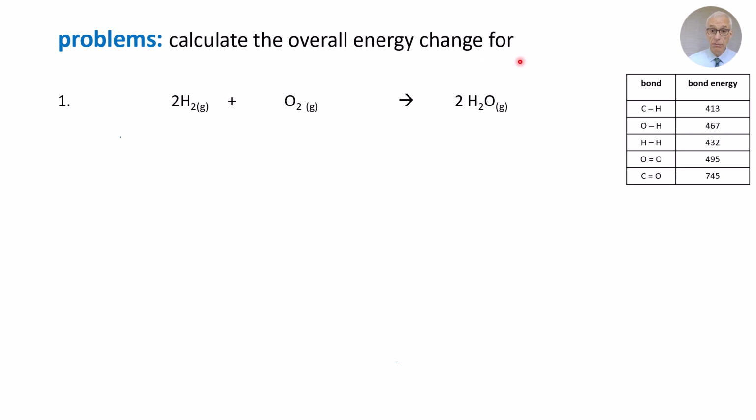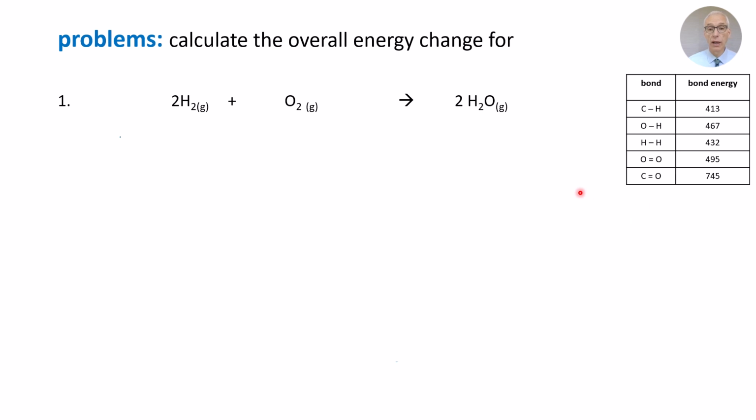Try this problem. Calculate the overall energy change for the reaction between hydrogen and oxygen to make water. Here is a table of bond energy values. Pause and complete the calculation. Come back to check and correct when you are ready.